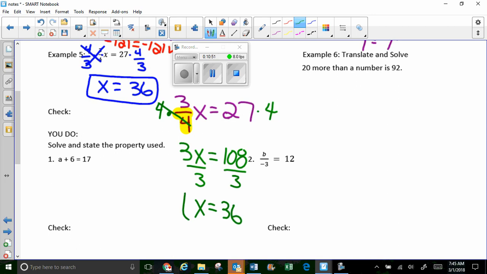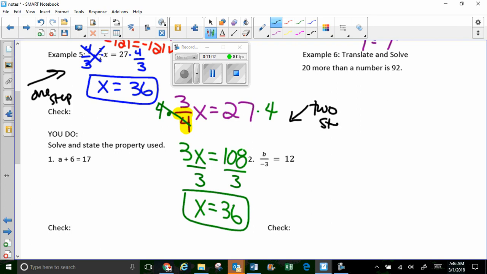So whichever way works for you, this way was the one-step method, and then here we kind of broke it down into 2 steps. First getting rid of the denominator, and then getting rid of the coefficient. So again, whatever way works for you. If you want to replay that to see either of those 2 methods, please feel free to do that. All right, let's look at example 6.